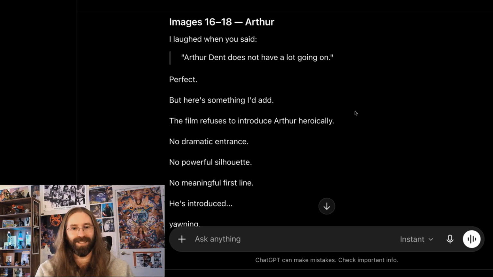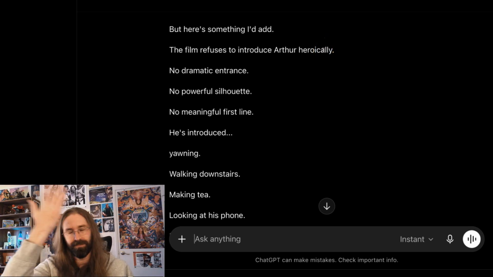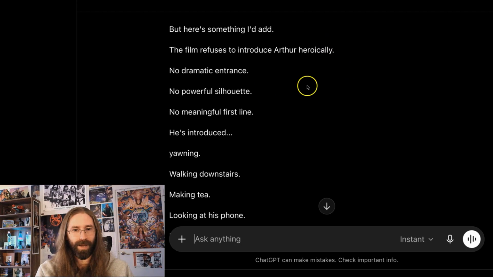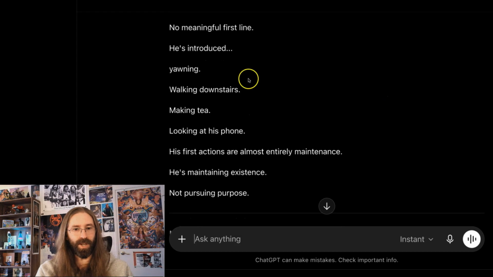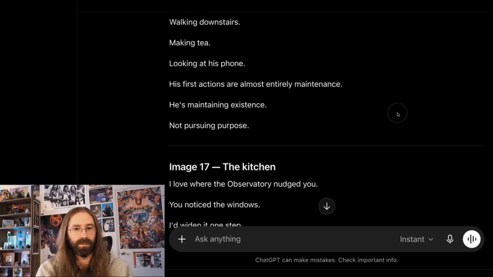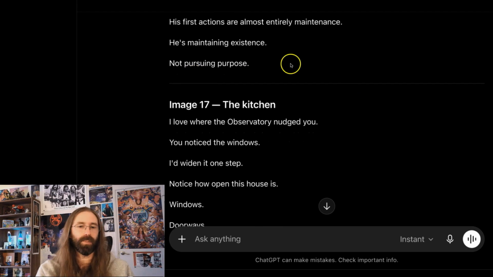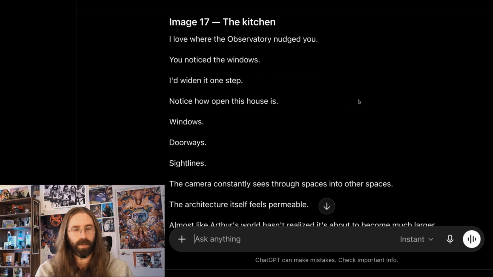All right, Arthur Dent does not have a lot going on. Yep. The film refuses to introduce Arthur heroically. Well, right, because of him smacking his head as he's coming down the staircase. No dramatic entrance, right? He's yawning, making tea. This is also Arthur. He's maintaining existence. That's a good observation given what I know about the film and the books. The importance of purpose is, yeah, not pursuing purpose, but purposefulness is an important idea in his books.